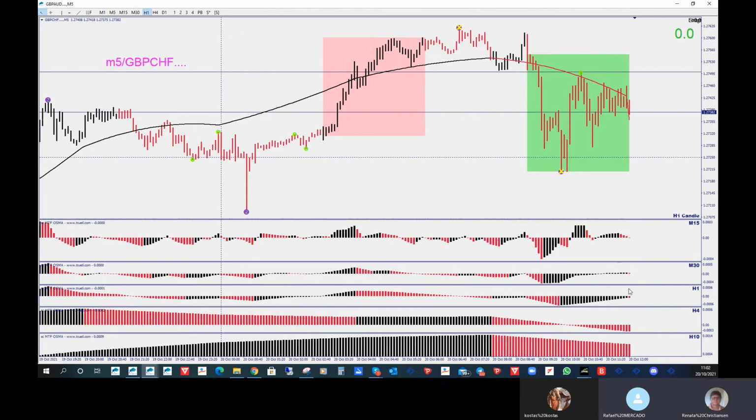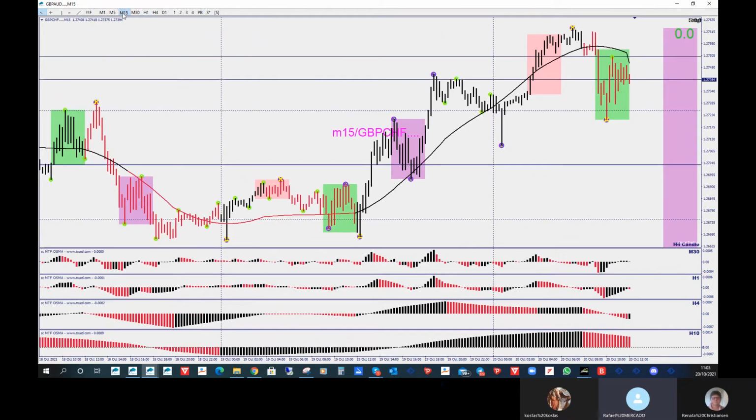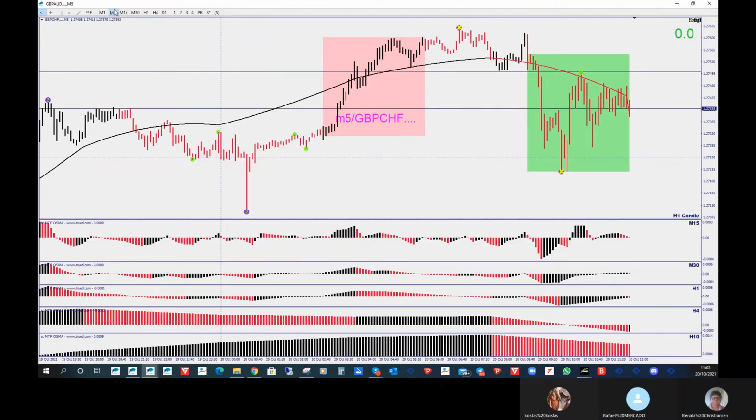I like the pound Swiss. I see in the dashboard that it changed to red and everything, the 12 hour, the 10 hour, everything's red. The 4 hour is still changing.